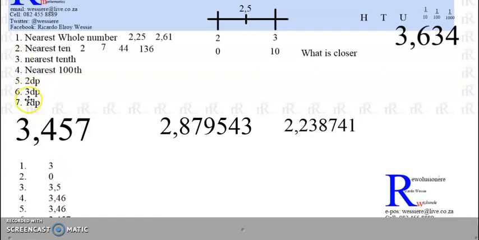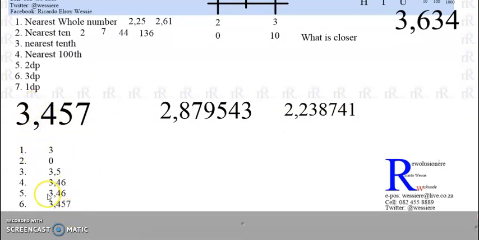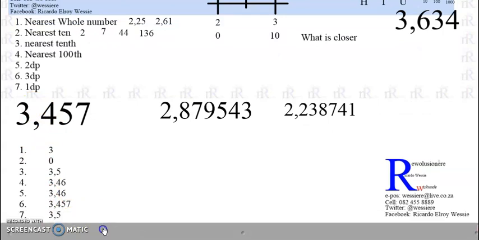If they say round to 3 decimal places, 1, 2, 3 decimal places, there's nothing that follows this. So my answer remains 3,457 as my answer. 1 decimal place will be the same as rounding to a 10. Here's 2 numbers that you can apply these 7 steps to and see if you get this right.